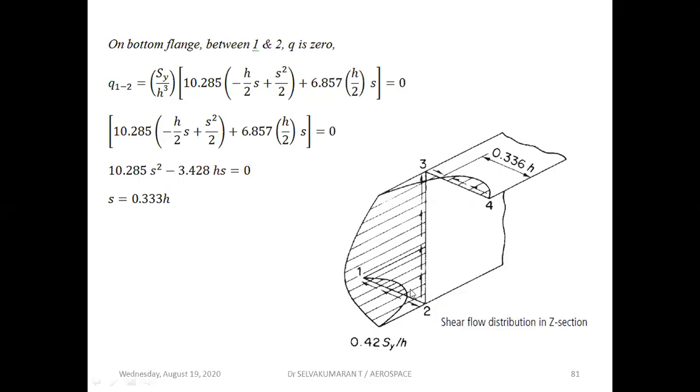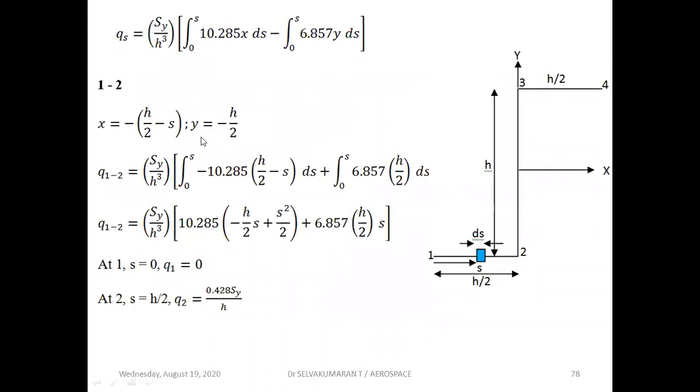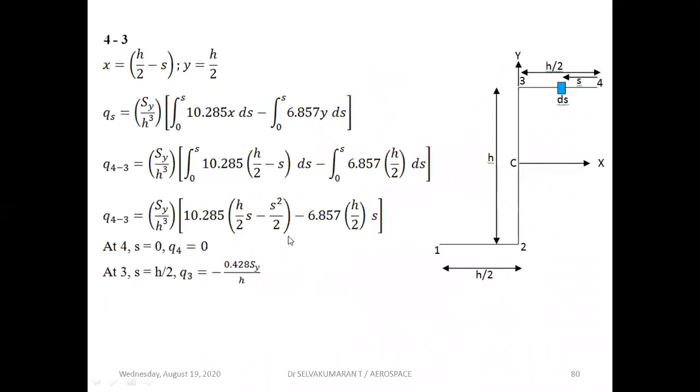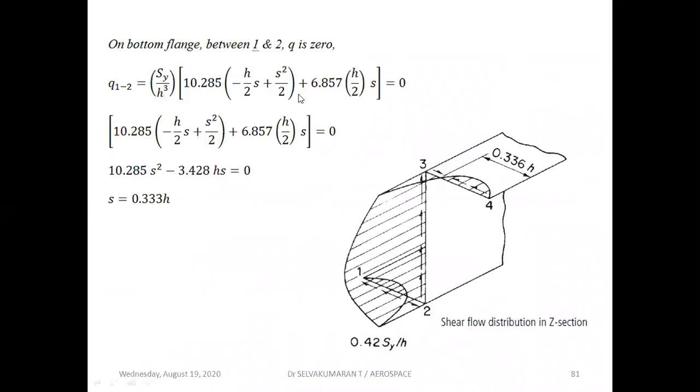Now how to find this zero location? From 1 or from 4, whichever it is, take down that shear flow expression and equate this expression to 0 to get the zero shear flow location. By equating that, you get one quadratic equation. Solve it. This is nothing but 0.33 H, I am getting. But in the textbook it is given as 0.336, whatever it is. Considering the first two digits, S is equal to 0.33 H, the location where the shear flow is 0.